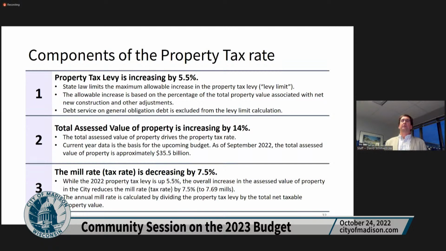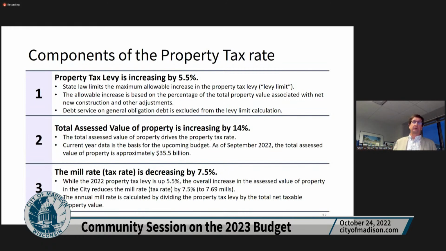That allowable increase is calculated looking at what's called the value of new construction in the city. So the amount of new multifamily housing or commercial buildings or single family homes, whatever the value of that is. And looking at that as a share of the overall taxable or equalized value in the city gives a percentage, and that's the maximum we can increase the levy. Now, the debt service on general obligation borrowing that we have used to finance the capital budget is excluded from that levy limit calculation.